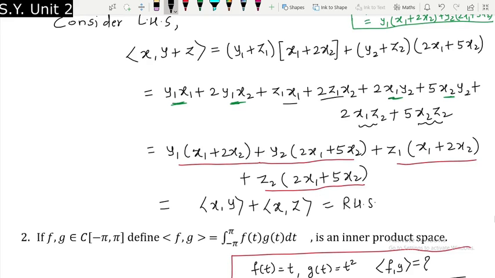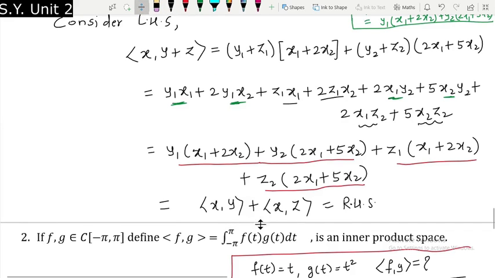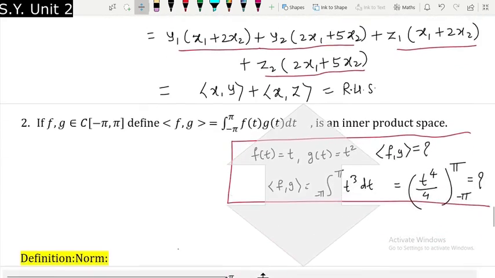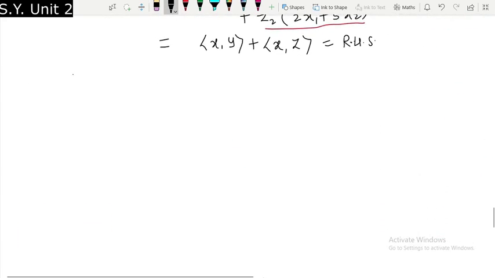Now the b part I leave for homework. You can do it on your own, and once you have done it, you can send me the solution on WhatsApp. Okay, so b is for homework.